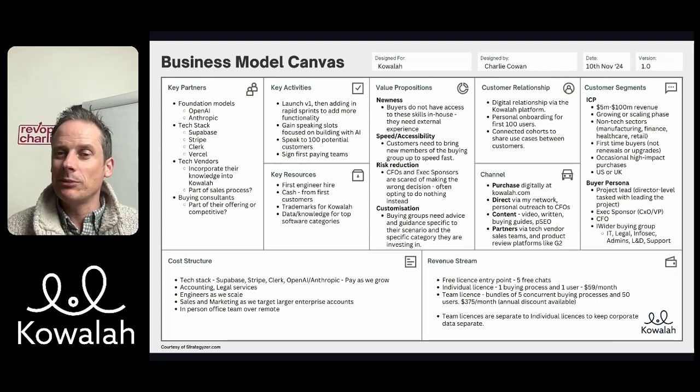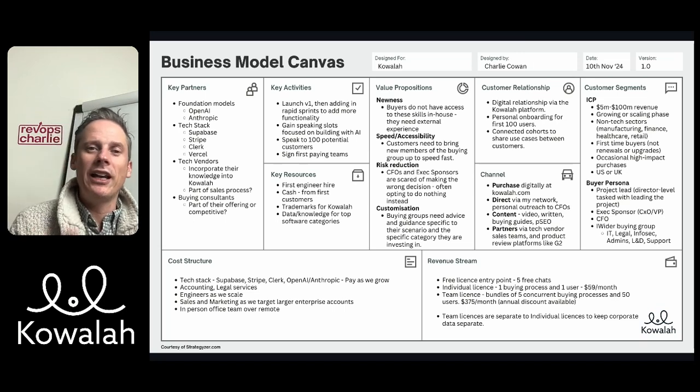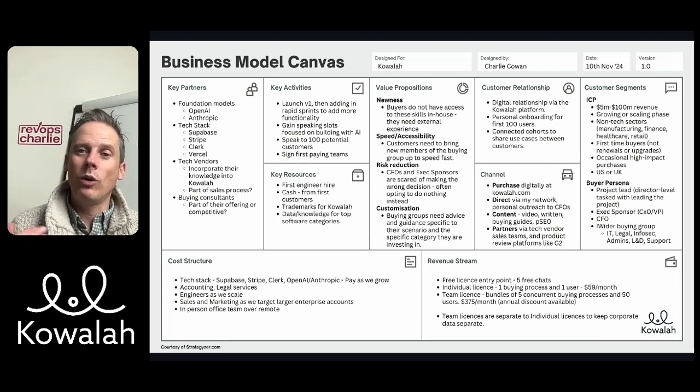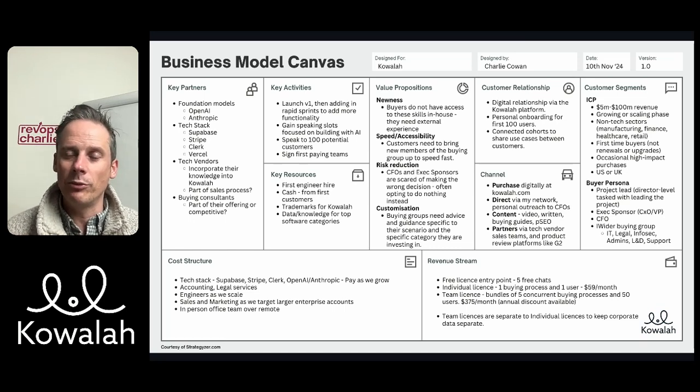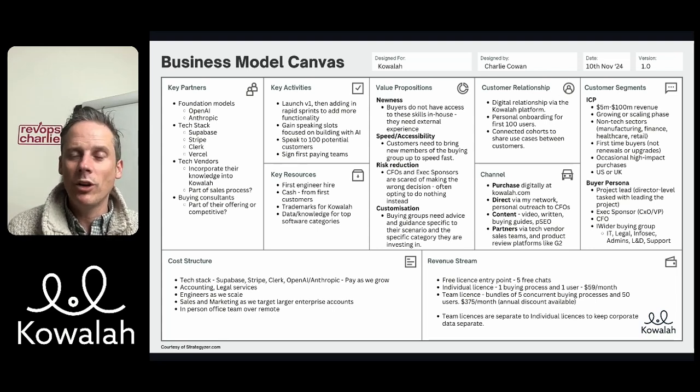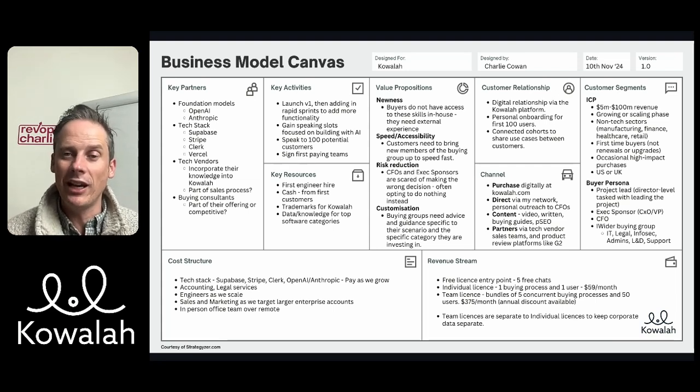Next up, the customer relationship. So what kind of relationship are you going to have with your customer using this new platform? Well, in Kowalah's case, it's a digital platform. So we're going to be providing this purely through an online relationship. But we want to make sure that those first 1,000 users have an amazingly personalized experience, and we help them because this is a new way of doing things.